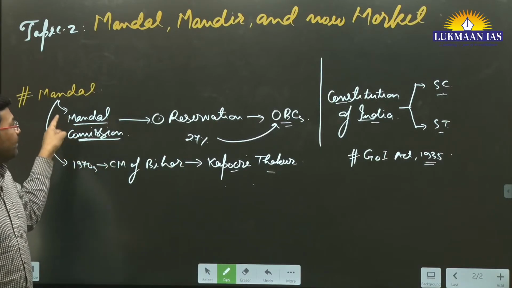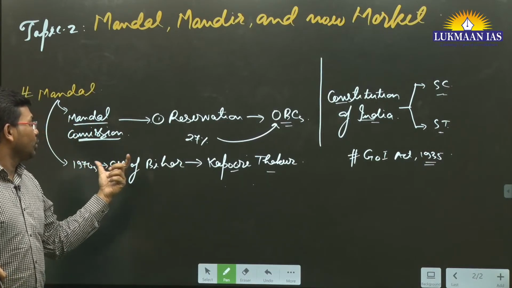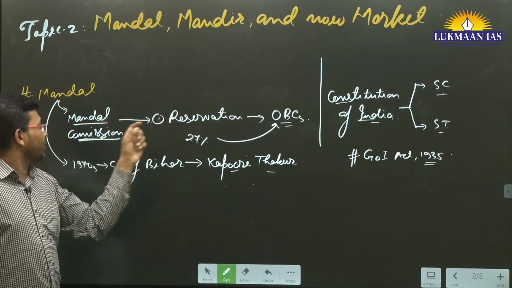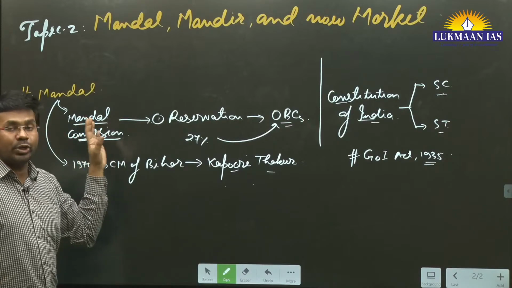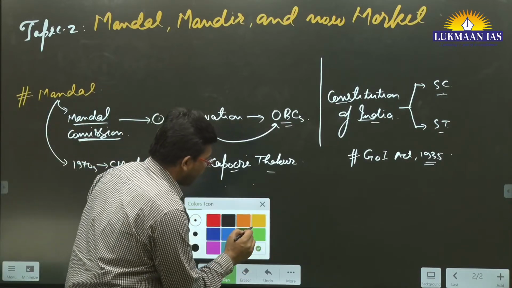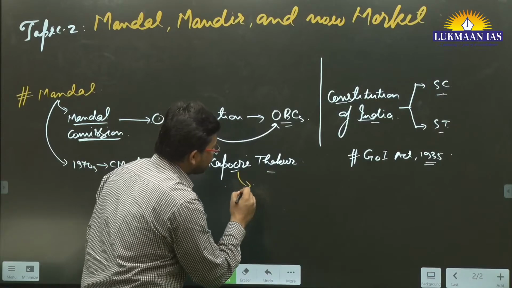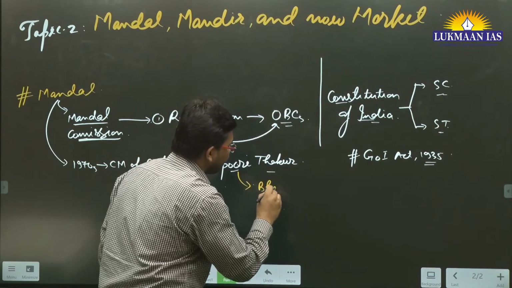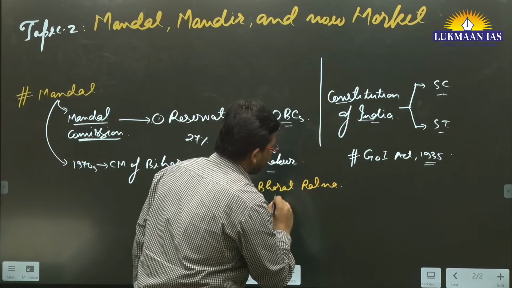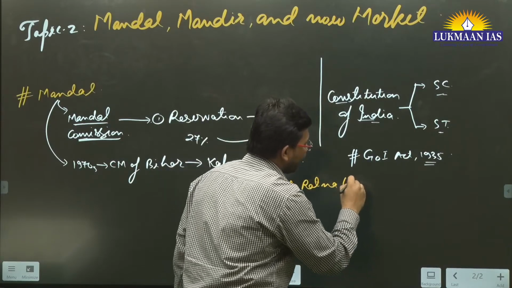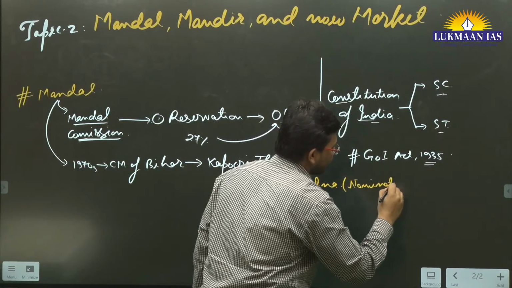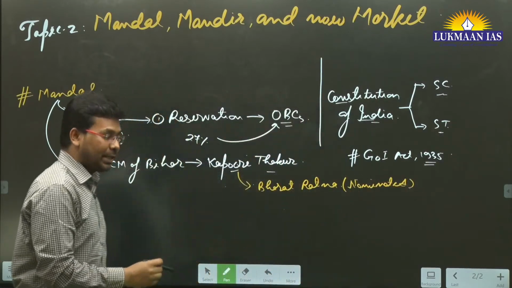After the Mandal Commission report, the Chief Minister of Bihar made sure that this reservation goes to the other backward classes. And Mr. Karpuri Thakur is a Bharat Ratna awardee, meaning he has been nominated for the Bharat Ratna award. This is the thing, so that's why we are discussing the Mandal.